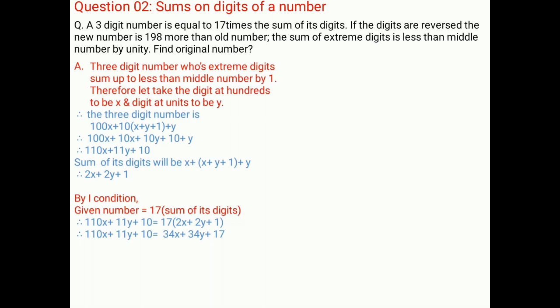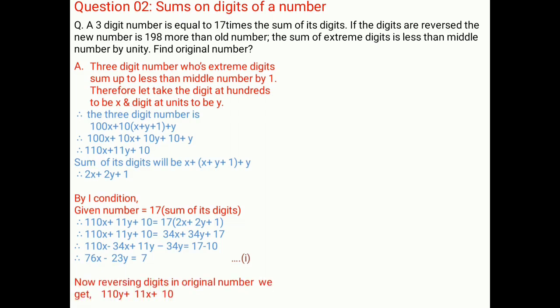Now I will regroup the x variables together and the y variables together, and send the constants to the other side of the equal to sign. Doing so, I get 110x minus 34x plus 11y minus 34y is equal to 17 minus 10. Therefore, 76x minus 23y is equal to 7. This becomes my equation number 1.